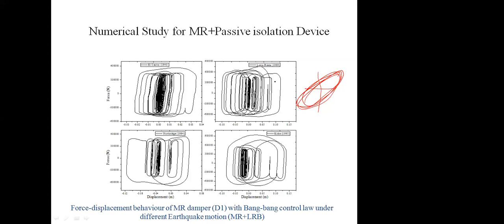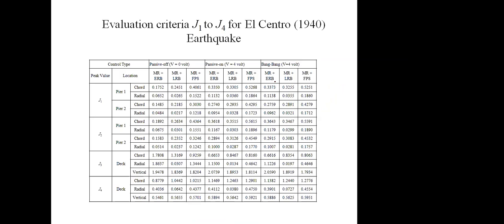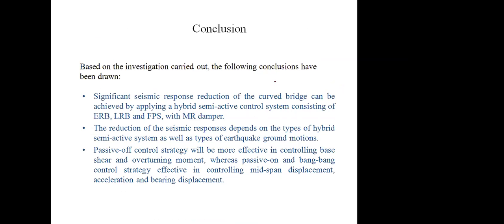When we are unable to apply the voltage, it will act as a simple passive viscous damper, because the viscosity of the fluid is not changing. In this case, as soon as we apply the current voltage, the viscosity and thickness of the fluid change, and due to that the force between the two nodes of the damper varies from time to time as per the requirement of the structure. We can conclude from this study that, based on the investigation, the response can be significantly reduced by using the hybrid combination.